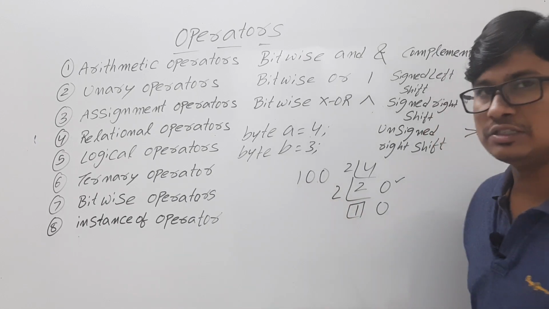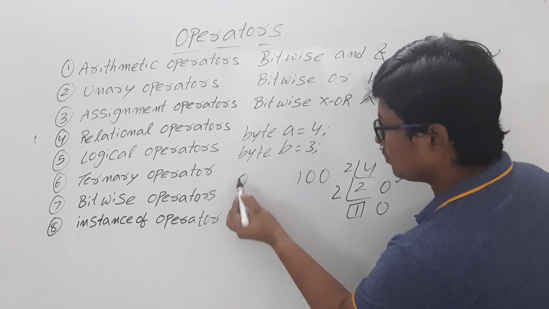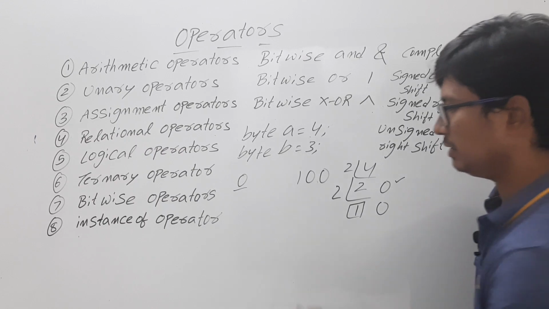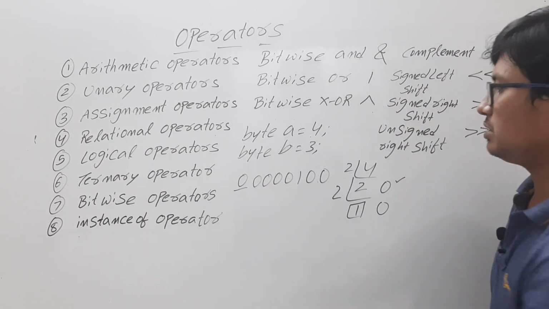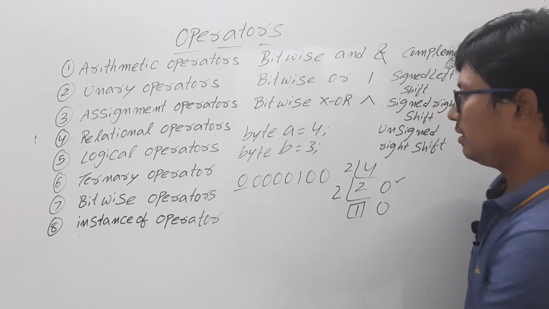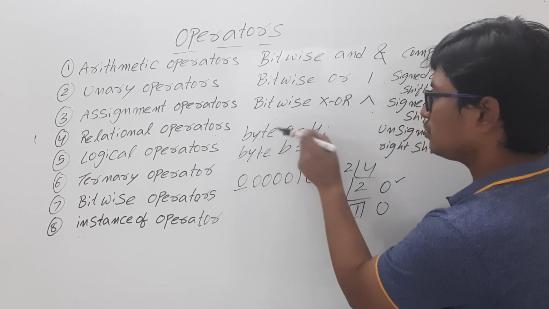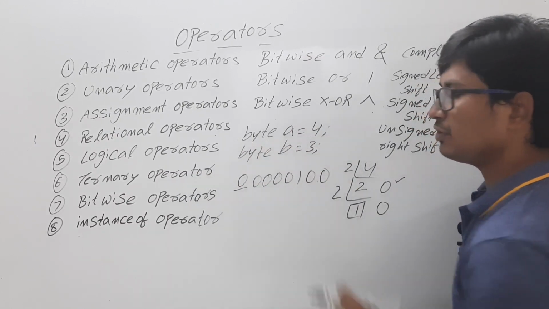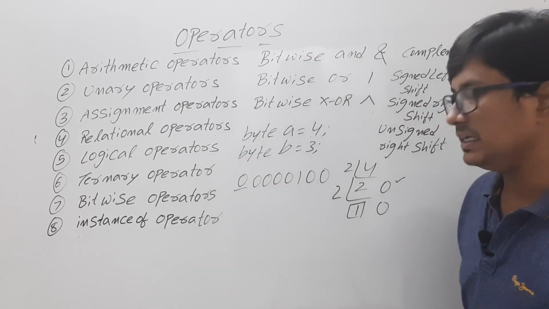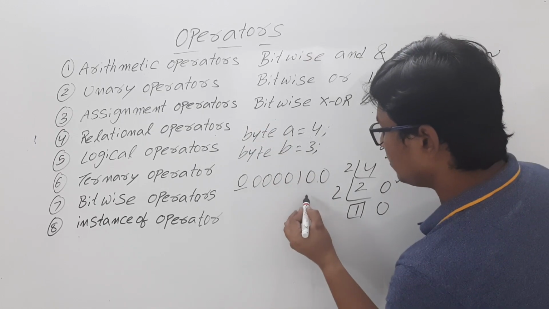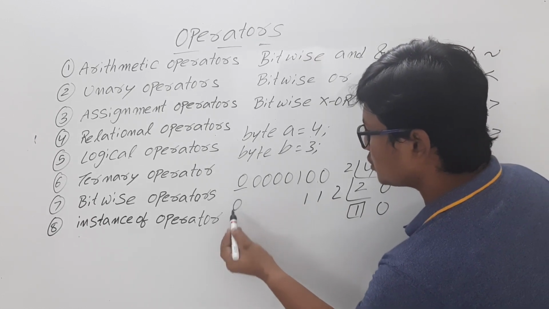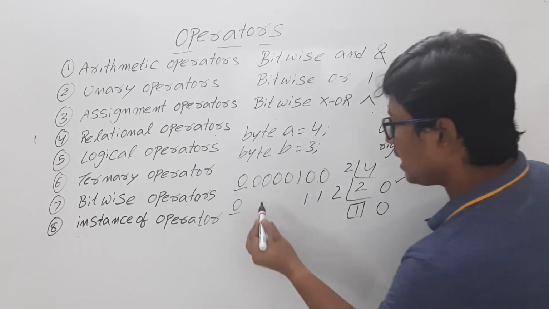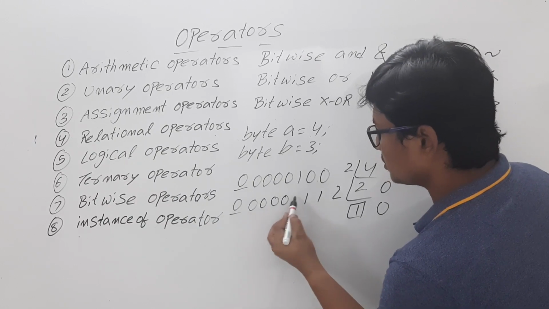So you have 1 0 0 and the sign bit will be 0 because it is a positive number, and the remaining 4 bits will be 4 zeros. So this is the way a positive 4 will be represented if you are assigned with a data type called byte. Similarly, 3 will be represented as 1 1. Okay, and as it is a positive number, the sign bit will be 0 and the remaining bits will be zeros.